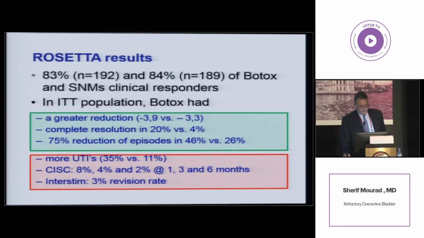So both have good responders for the treatment. There is a greater reduction in the symptoms for the Botox group, with complete resolution of 20% versus 4% for the neuromodulation, and 70% reduction of the episodes in 46% of the Botox group versus 26% of the neuromodulation group. But they have more urinary tract infection and intermittent catheterization need, while the InterStim group has 3% revision.